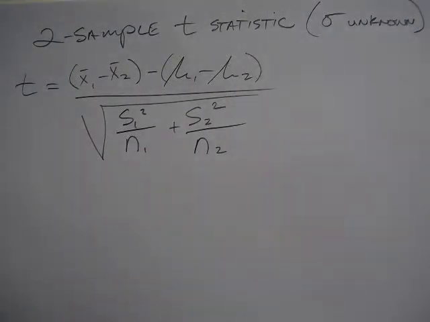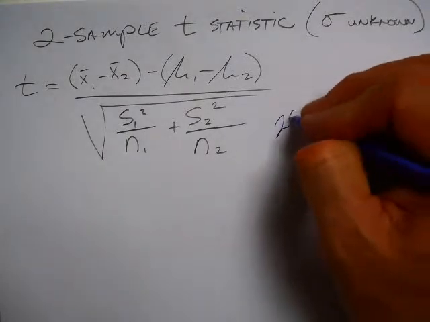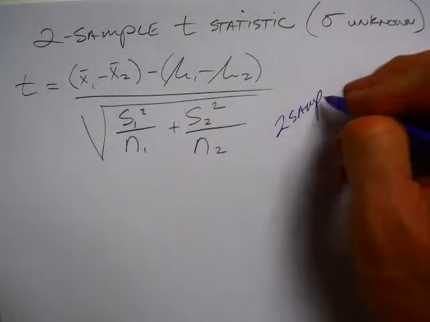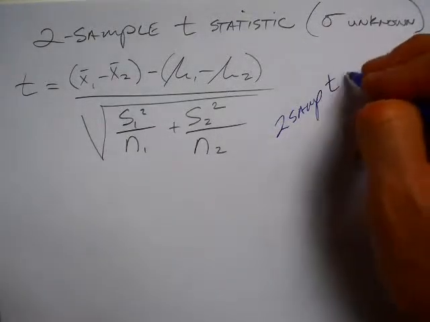And what's the question you might have on your head? Yeah, can you do it in the calculator? Well, yeah, of course you can, but is there a shortcut? Yes, there is. It's the two-samp T test. Two-sample T test.